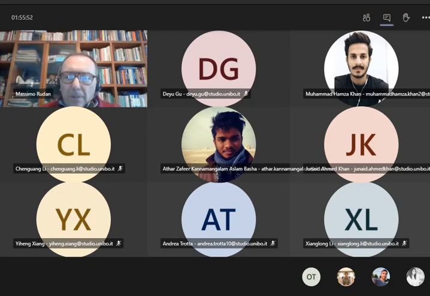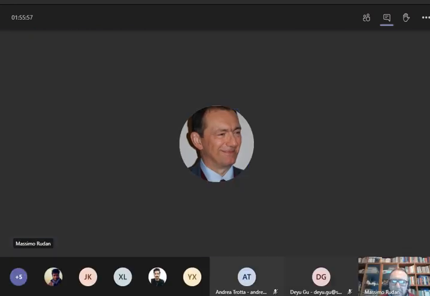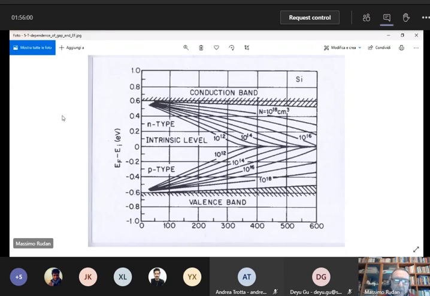This new figure shows a set of curves that describe the position of the Fermi level for a number of possible values of the dopant concentration and for different temperatures, okay? So the horizontal axis is the temperature in Kelvin.